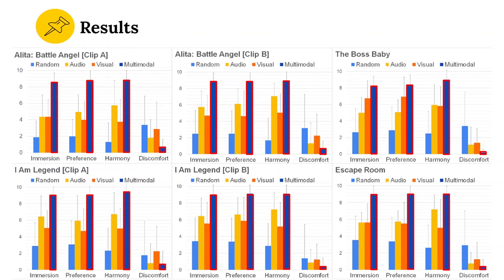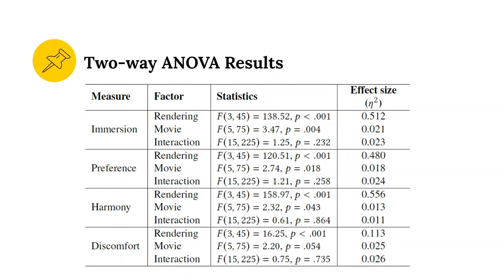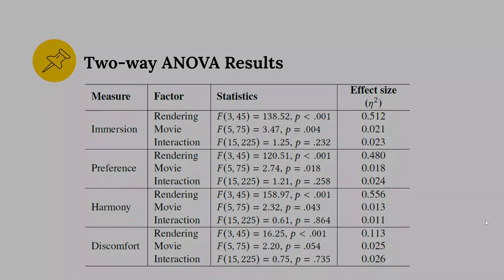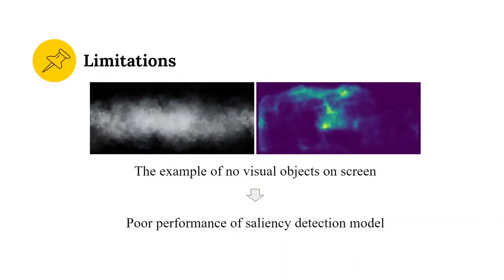You can observe that the multimodal condition earned the best scores in all the movie clips we used. In other words, the results indicate that our multimodal haptic generation algorithm provides the best hapto-audiovisual experiences among the conditions. The ANOVA results confirm that the rendering method has a significant effect on all the performance ratings, with large effect sizes.